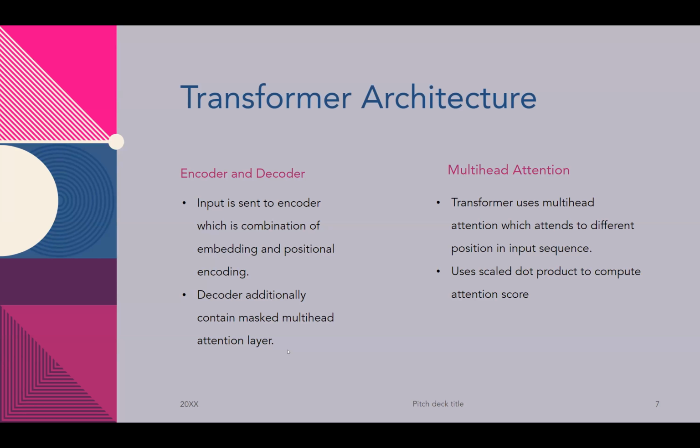The third is the multi-head attention. In multi-head attention, the input sequence is first linearly projected into multiple heads, with each head having its own set of weights. These projections are then processed using scaled dot product attention, and hence the attention scores are computed.